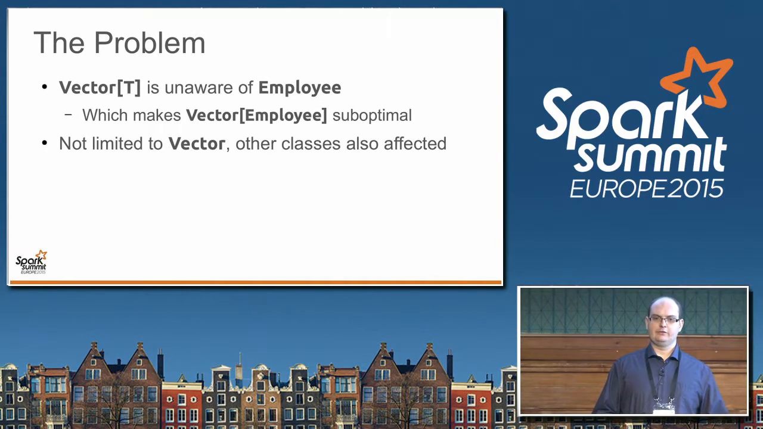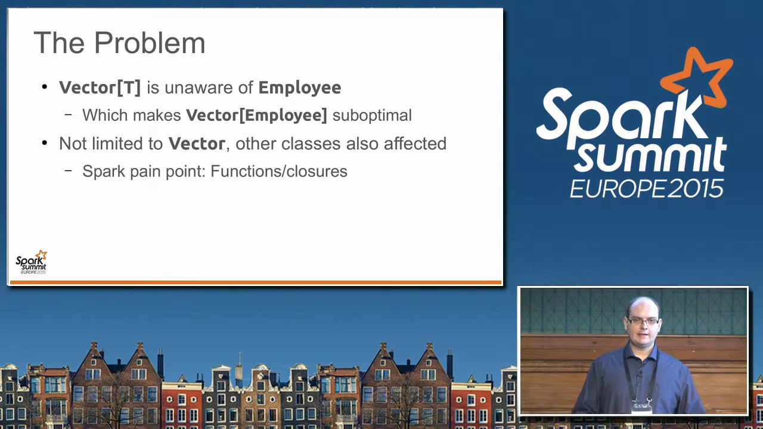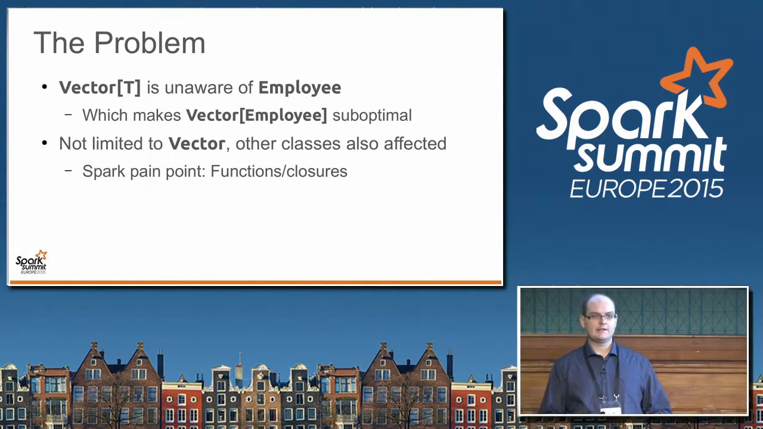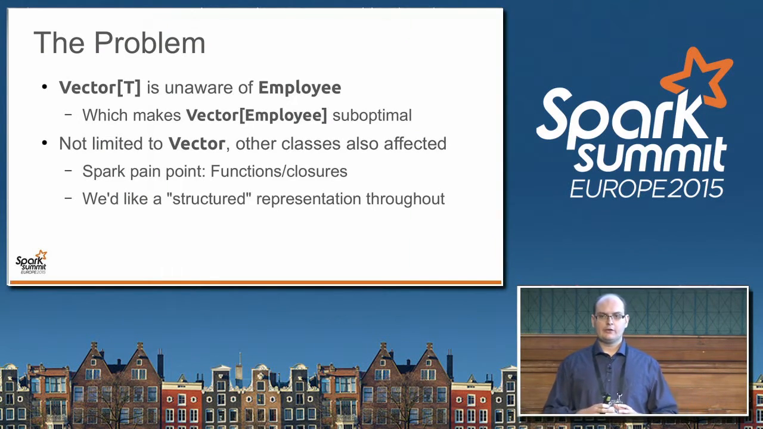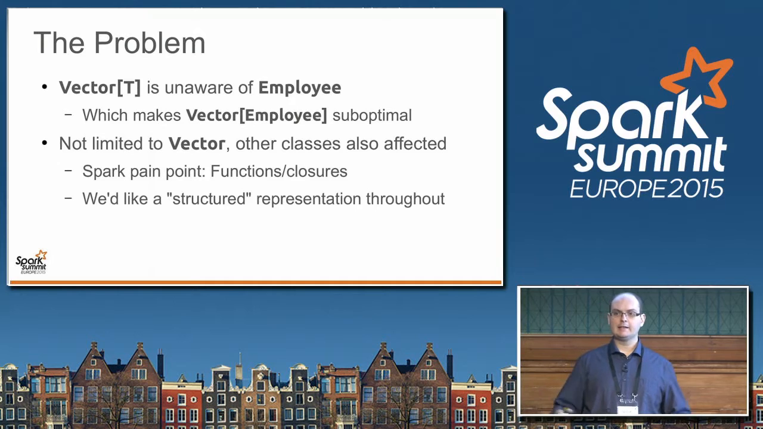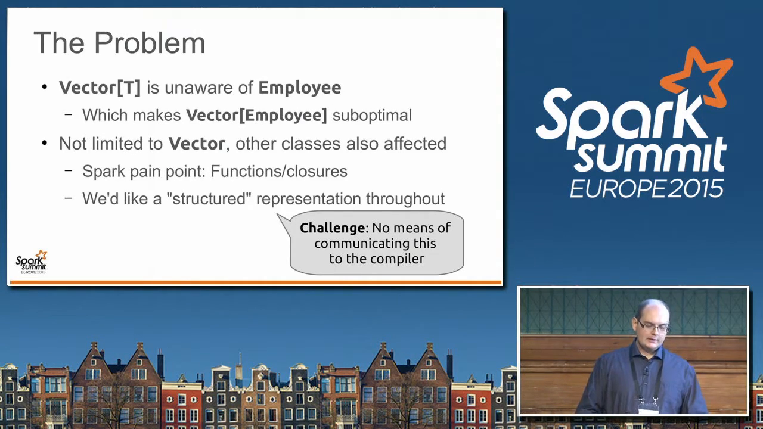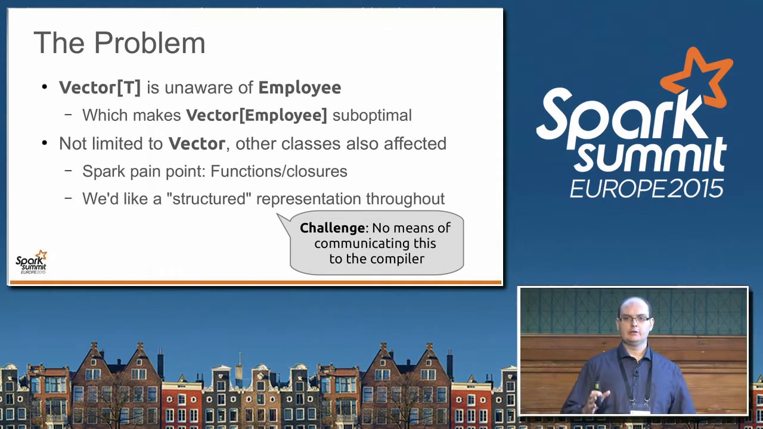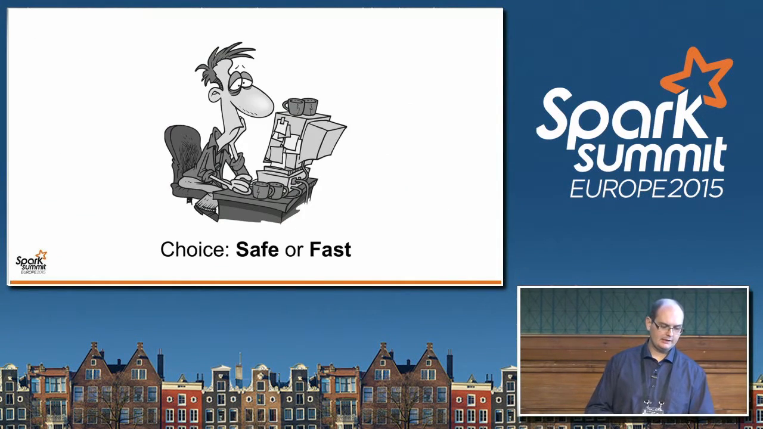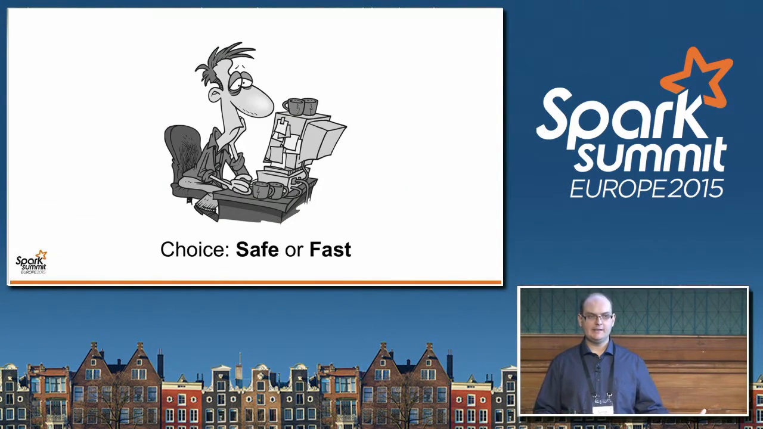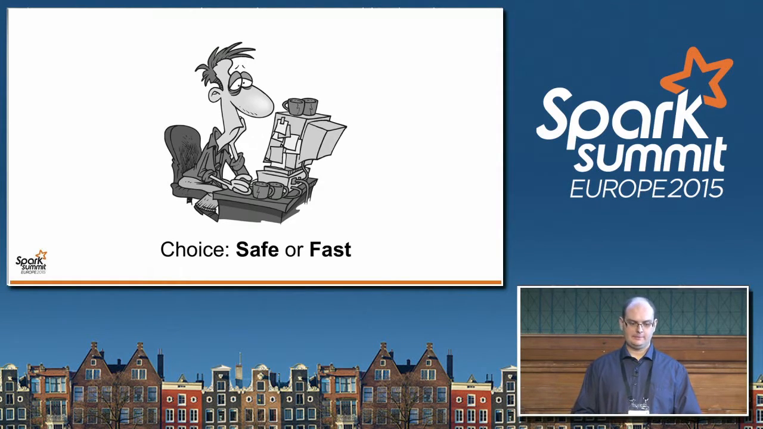And this is really not limited to Vector. It affects all classes, and in particular for Spark, the pain point is functions. So we would like a structured representation with column-oriented storage throughout the code, exactly like data frames do. Currently, the challenge is that we really don't have a proper way of telling the compiler, look, this is the object and you had better represent it differently. And this leaves us really with a choice of having safe RDDs or having fast data frames.